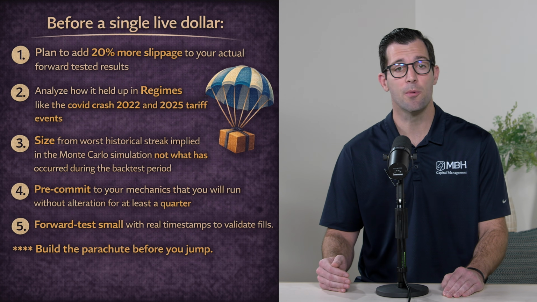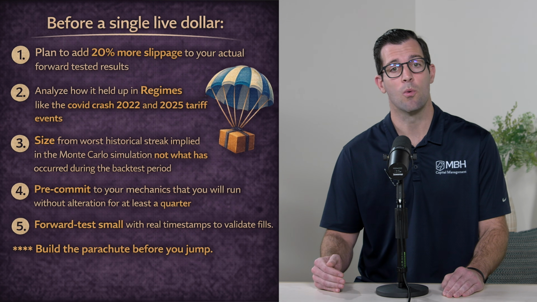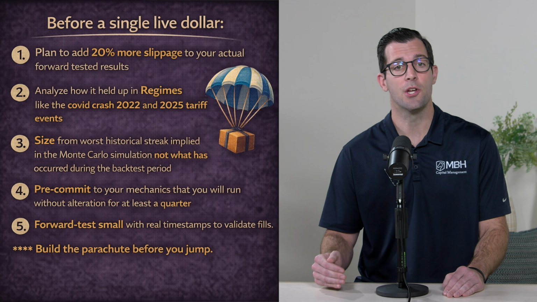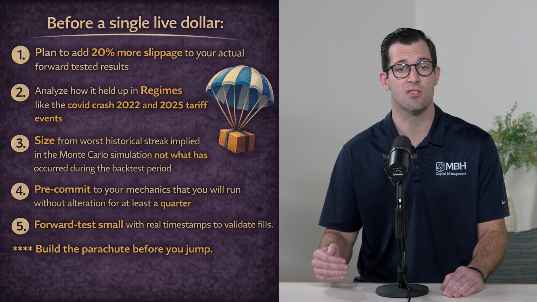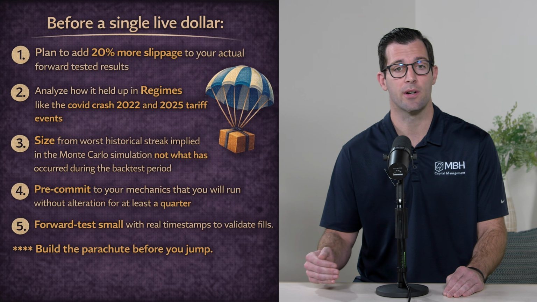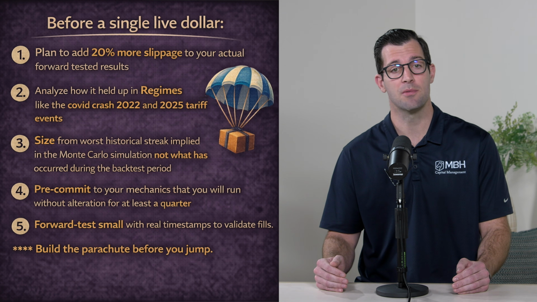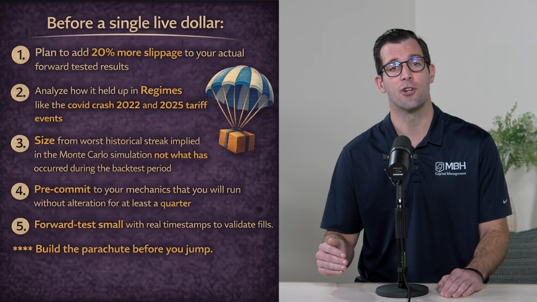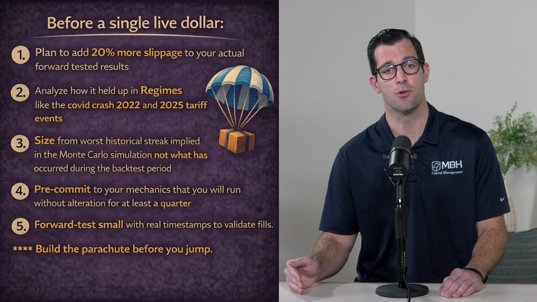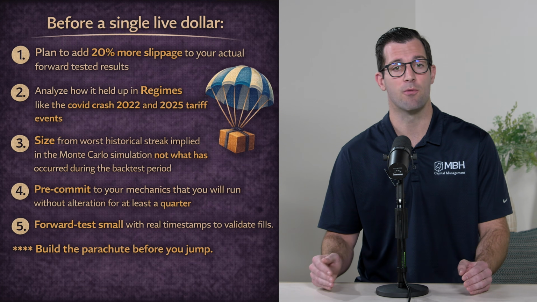Pre-commit. When you pre-commit that your mechanics will run without alteration for at least a quarter, you know you've done the right amount of work and you can get solid data to make iterations moving forward. Forward test small with real timestamps to validate your fills and check your actual performance versus your backtest in the future. Build that parachute in before you jump.